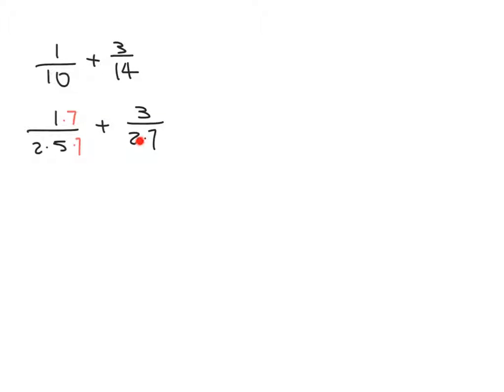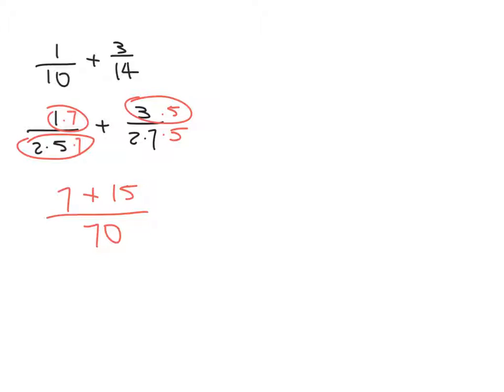Now I look over here and say, what am I missing that I have over here? Well, I've got a 2 and I have a 7, but I don't have a 5, so I'm going to multiply top and bottom by 5. So then this becomes 7, this becomes 15, and this becomes 2 times 5 times 7 equals 70. Add those together, 22 over 70, and then you reduce.